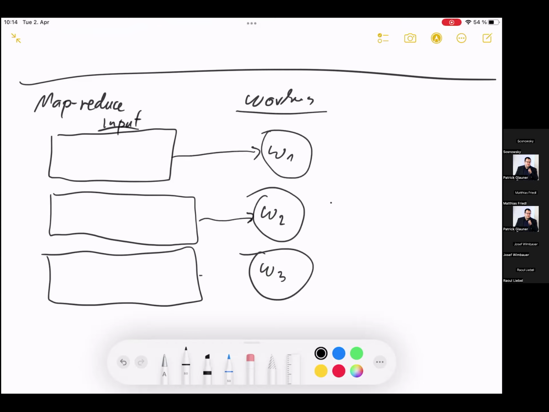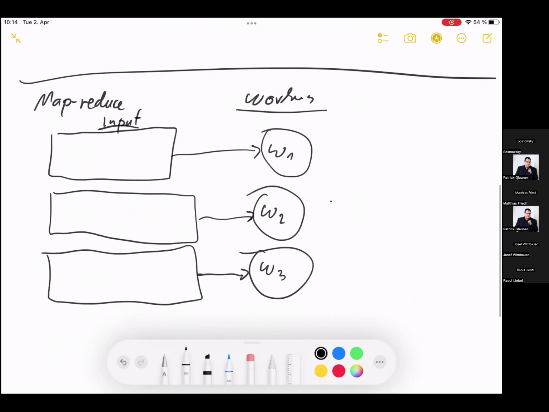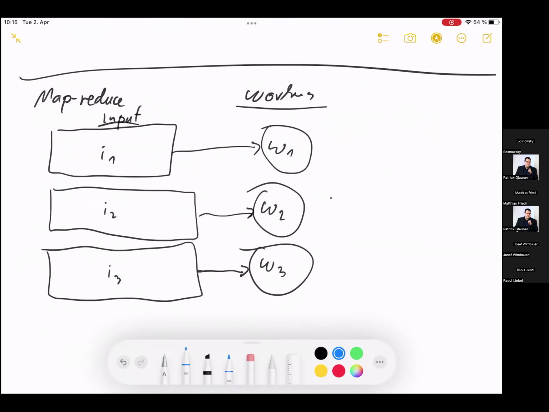And each of these workers does what we have just visualized up here. Each worker goes through its input part, input 1, input 2, input 3, and calculates this dictionary, because eventually the result is a dictionary where we have a key, which is the string, and the count is the value. Each worker calculates this dictionary and counts how often each unique word appears. So this is the map phase, and then the reduce phase.